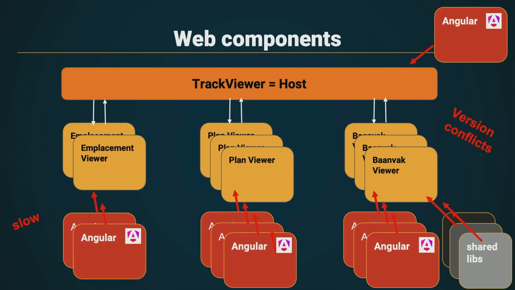Firstly, we started with micro frontends with web components. It is quite old, but it was good to start with this, to split up our application into web components. But it was slow. Our application consists of three parts: the applacement viewer to follow the trains in different parts of Holland, so Amsterdam or Utrecht, and the plan viewer I showed you already, and the baanvak I showed you.